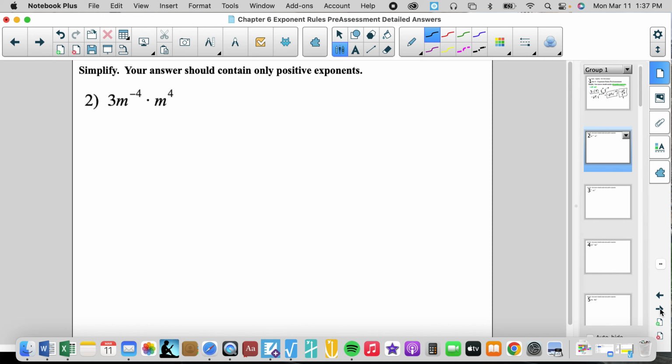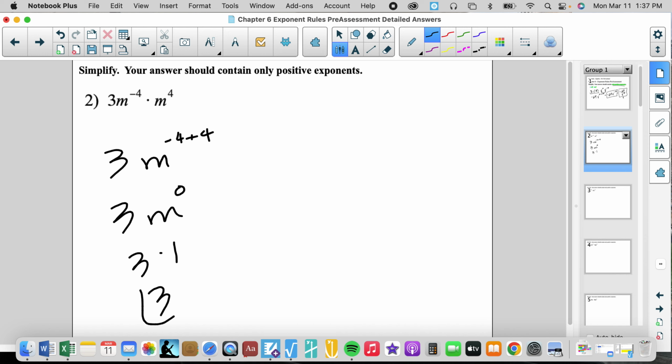So we have our coefficients are 3 and 1. So 3 m to the negative 4 plus 4. Since we are multiplying like bases, we add their exponents. We get m to the 0. M to the 0 is equal to 1. So we get 3.